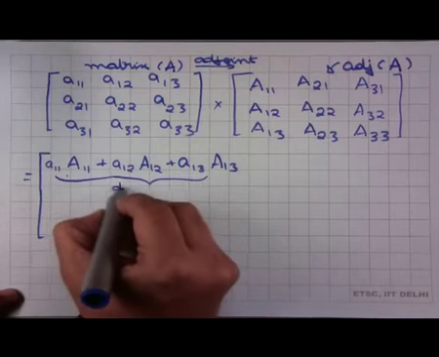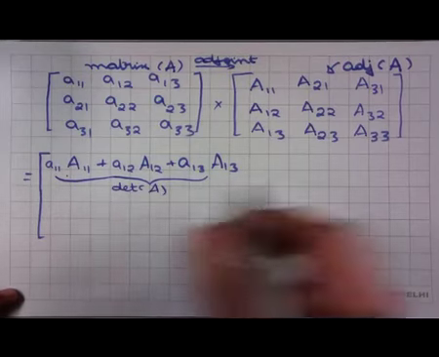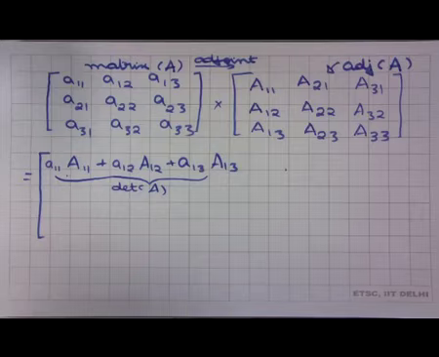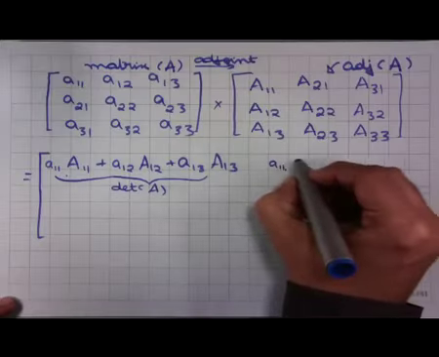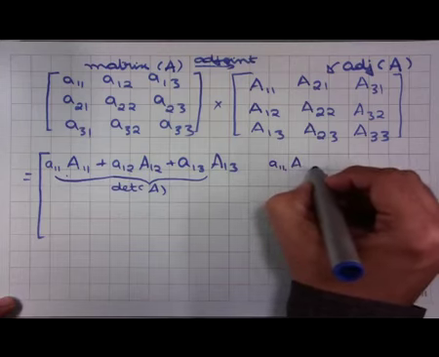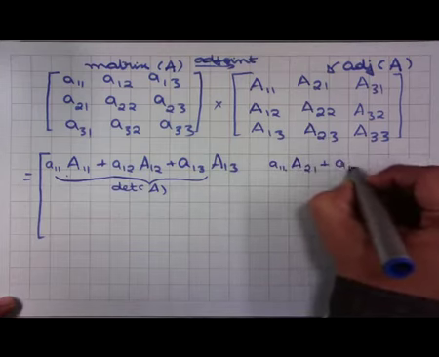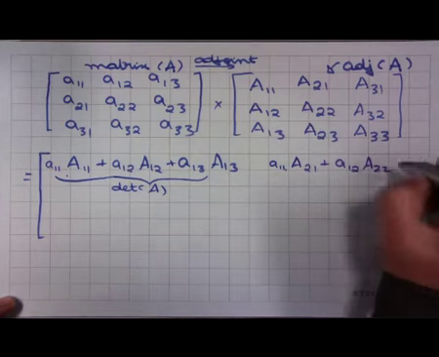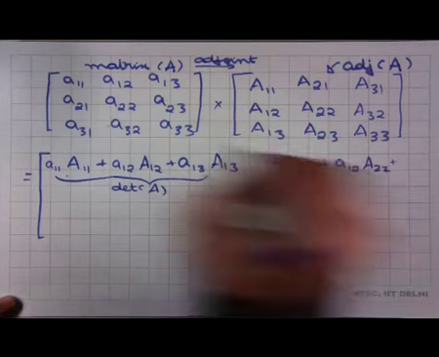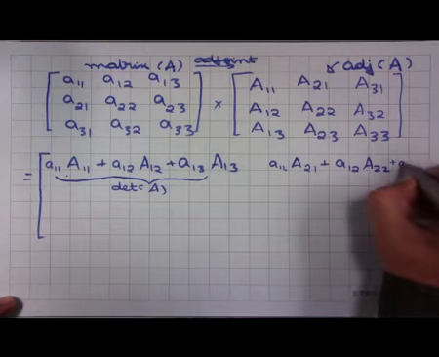So, this is nothing but the determinant of A. What about the second column? What about the second entry over here? So, this would be the first row multiplied by the second column. So, it is going to be A11 A21 plus A12 A22 plus A13 A23.